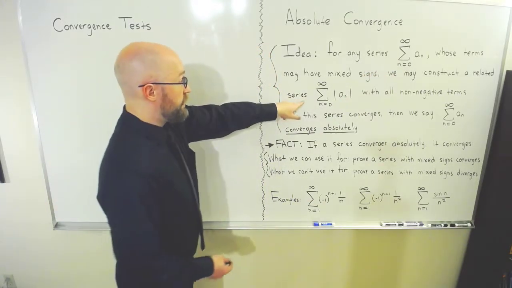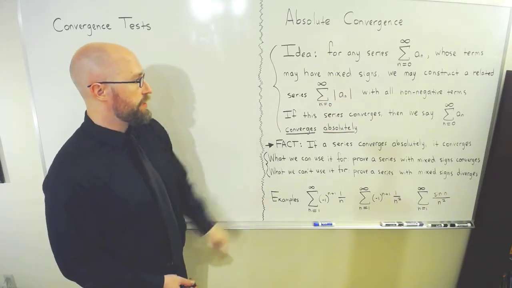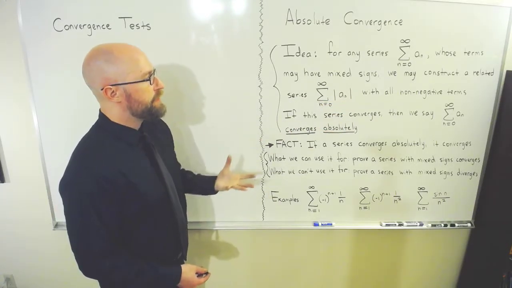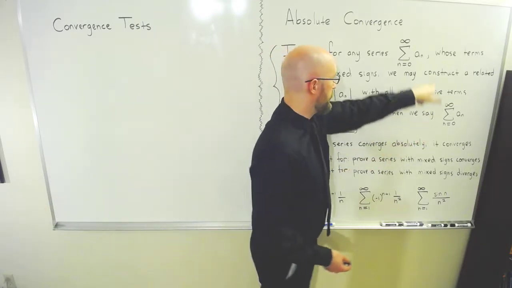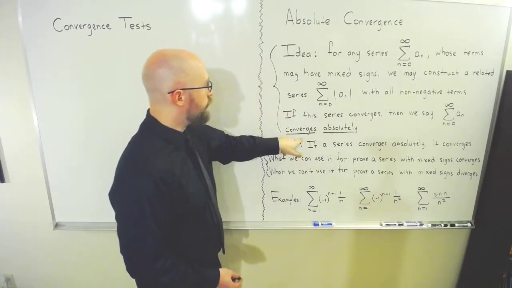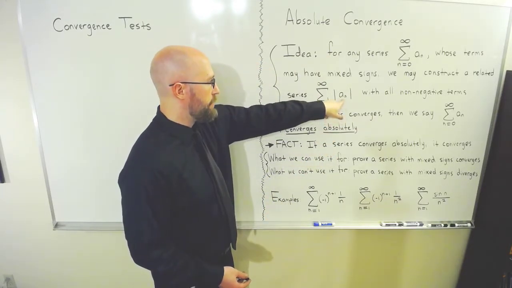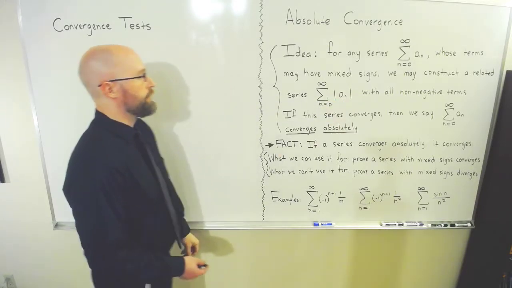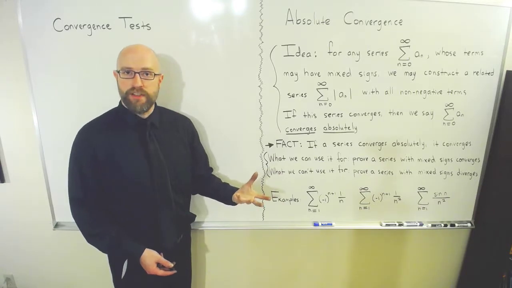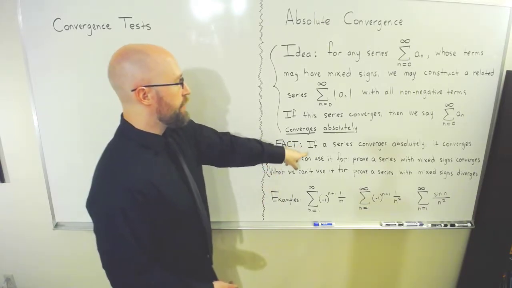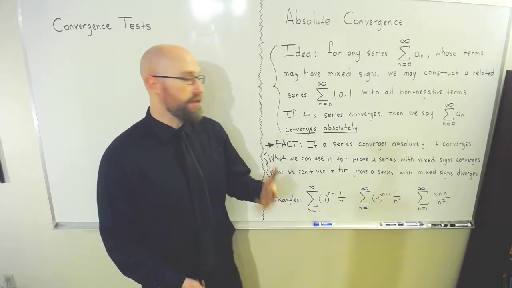Well, if the new series, the one that you've made out of all these absolute values, converges, then we say, this is the terminology, that the original series converges absolutely. So the word absolute here, of course, comes from absolute value. And then it turns out to be a fact, which is not at all surprising, that if a series does converge absolutely, then it converges.